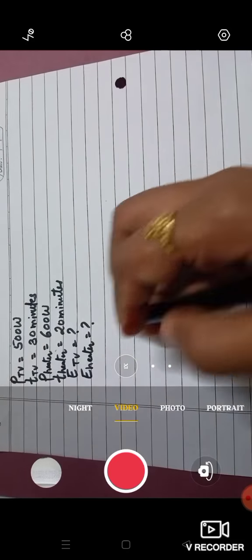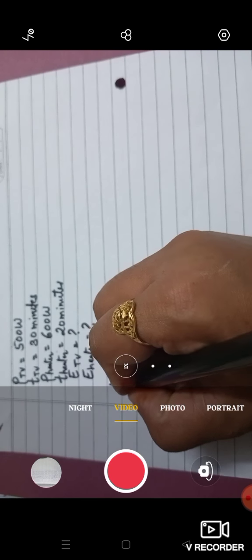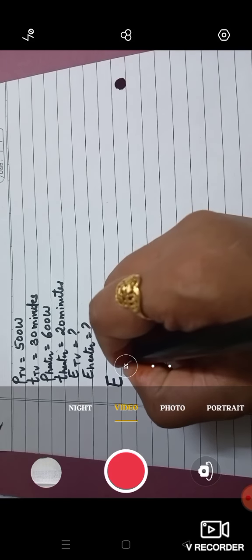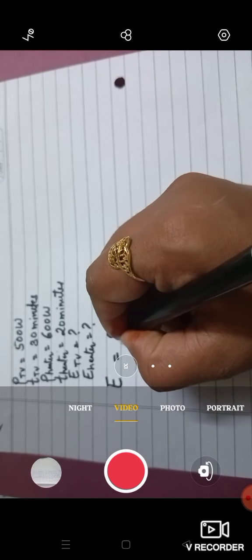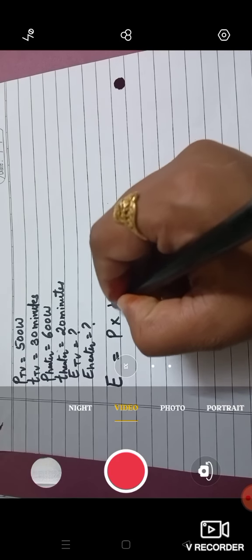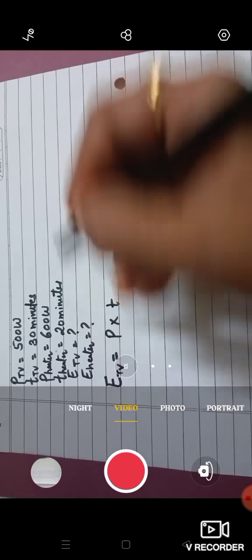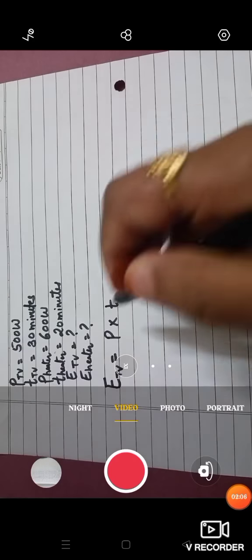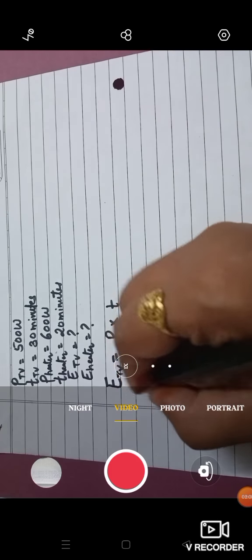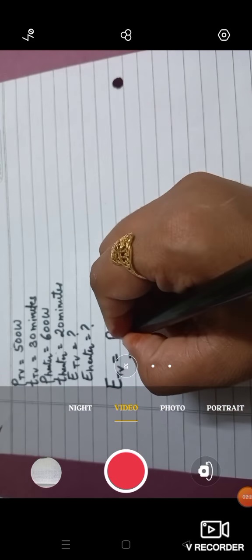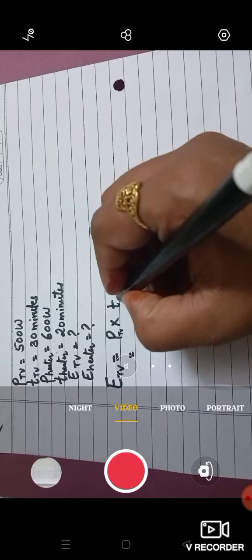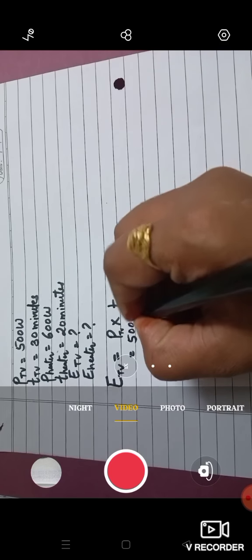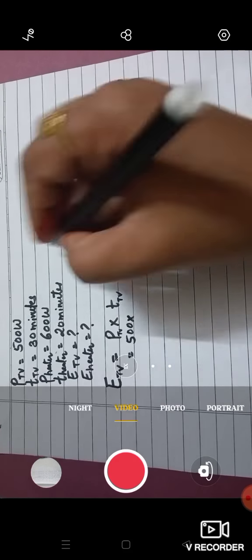In my last video I had given you all the formulas. The electrical energy consumed by equipment can be calculated by taking the product of power and time. So first I am going to calculate the electrical energy consumed by the TV. Let's put values in this formula: the power of the TV is 500 and the time for which it has been used is 30 minutes.